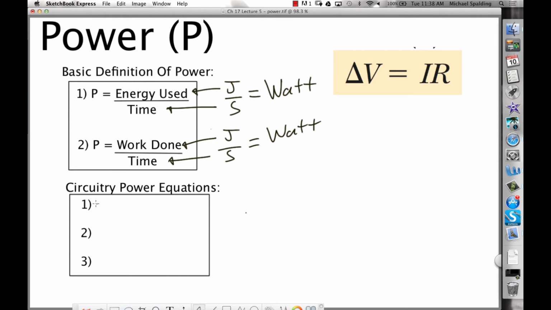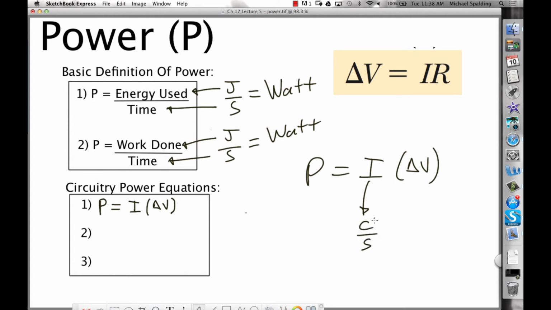There are 3 equations for circuit. I call them the circuitry power equations. The first one is P equals current times voltage. What? Watch. P equals I, which is current, times voltage. What do we measure current in? Coulombs per second. And what do we call a coulomb per second? That's an amp. A coulomb per second is current. What do we measure voltage in? Joules per coulomb. Joules per second is watt.